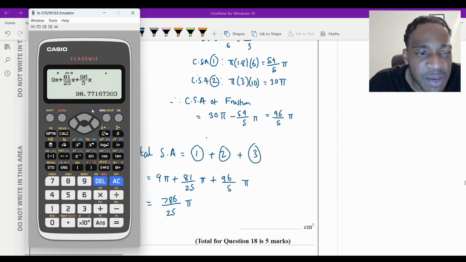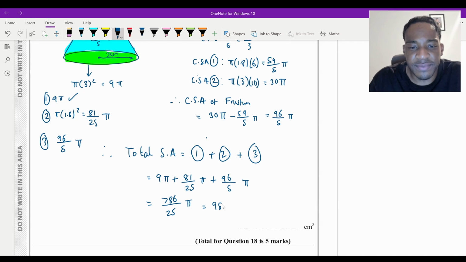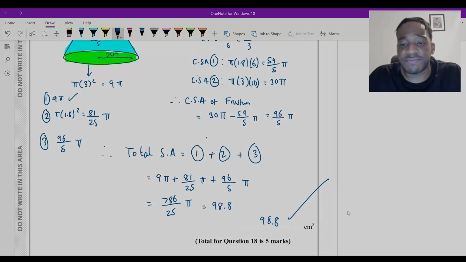And this gives us 98.77. That's 98.8, isn't it? It'll be 98.8. And there'll be the answer in centimeters squared, so put this here. And that's it. That'll give you the 5 marks.